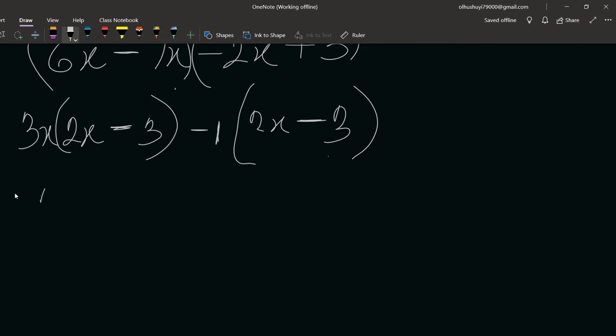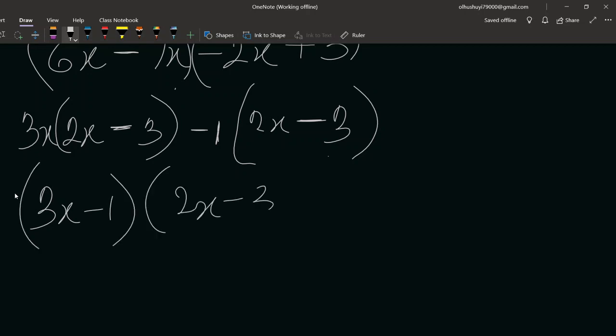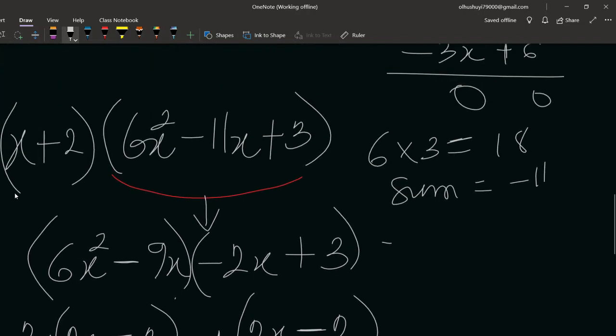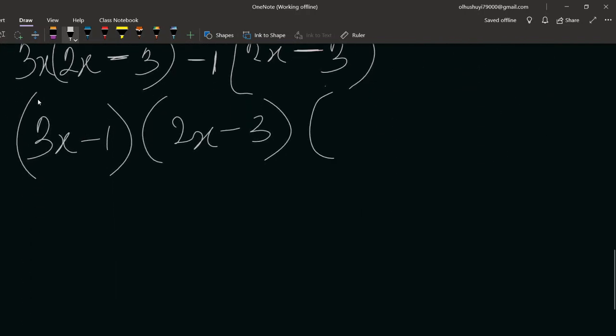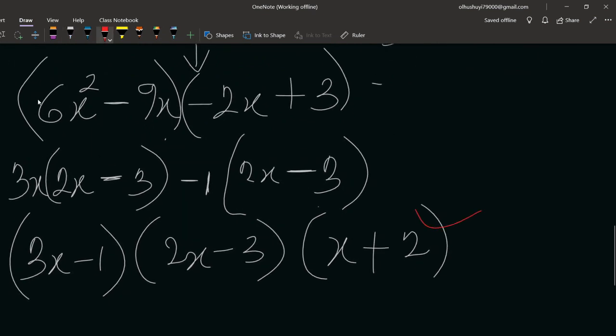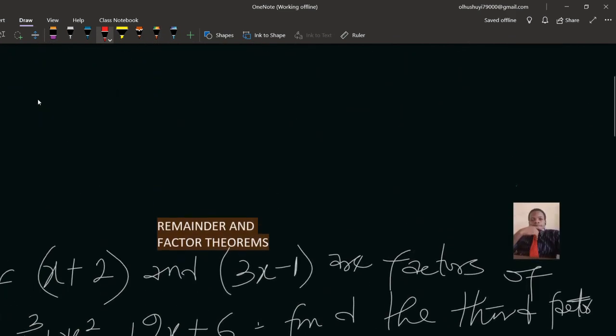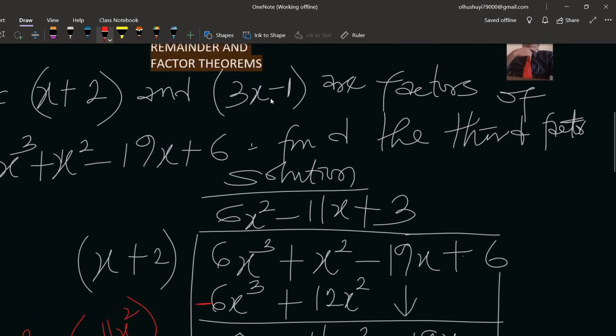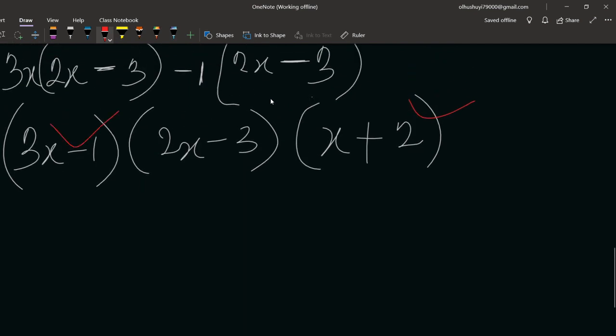So here now, these ones are the same thing. Pick one of them. So here you're going to be having 3x minus 1. Then you have 2x minus 3. So don't forget, we also have this other factor, x plus 2. What are the factors that we know before? I think let's go up. 3x minus 1, this we know, and x plus 2 we know too. So this is the new one that we are looking for. This is the third factor. Do you understand?